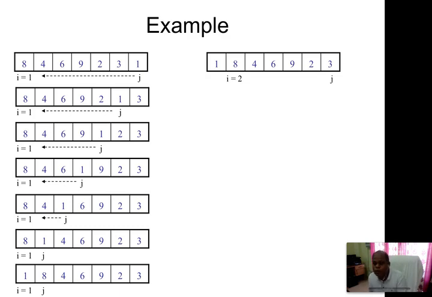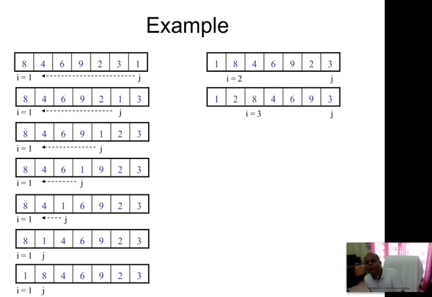Now 3 will be compared with 2, they are not out of order, hence there will be no exchange. Now again j will be n minus 1, 2 will be compared with 9. 9 is greater than 2, so 2 and 9 will be exchanged. Now 2 and 6 will be compared, and 6 is bigger than 2, hence they will be exchanged. Then 4 and 2 will be compared and exchanged, 8 and 2 will be compared and exchanged. In this case the final result of the pass will be 2 8 4 6 9 3.